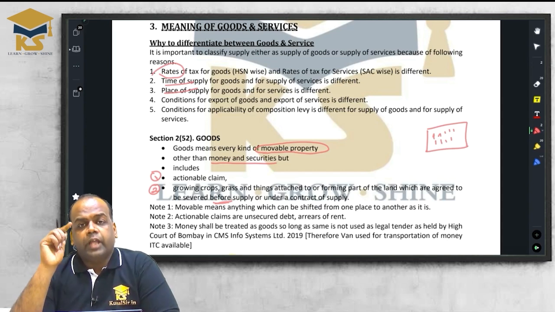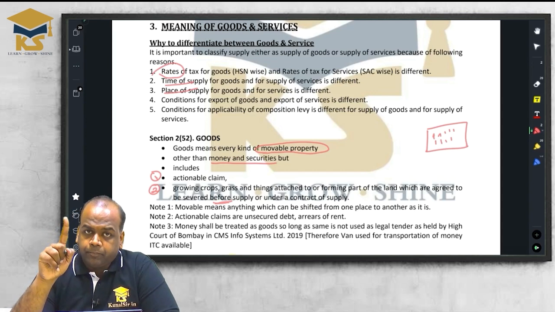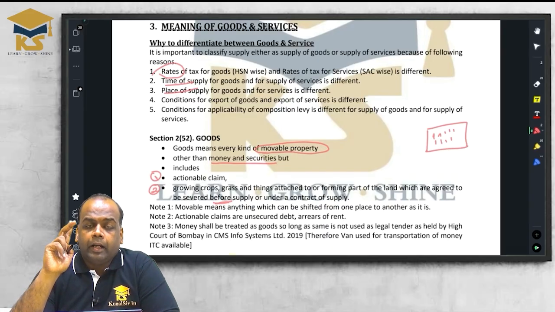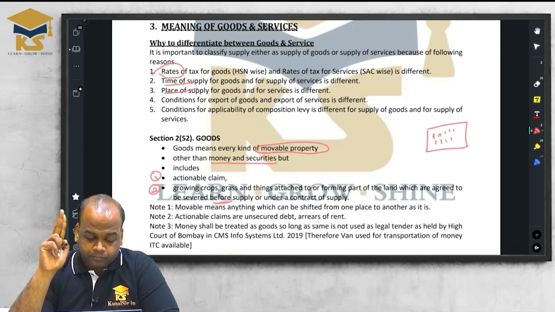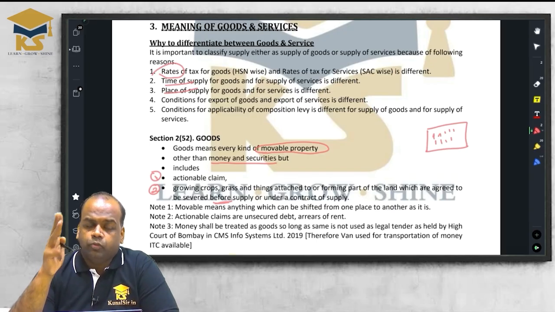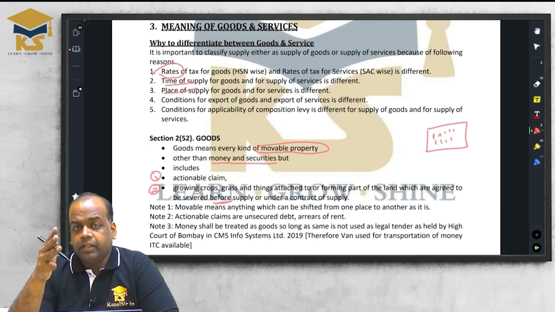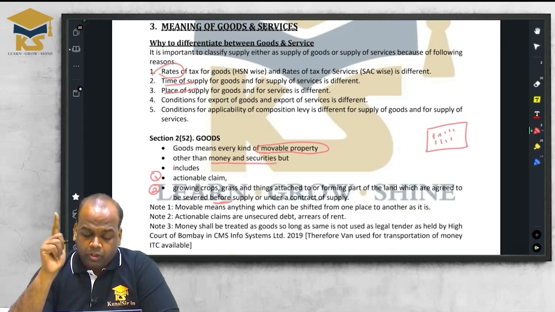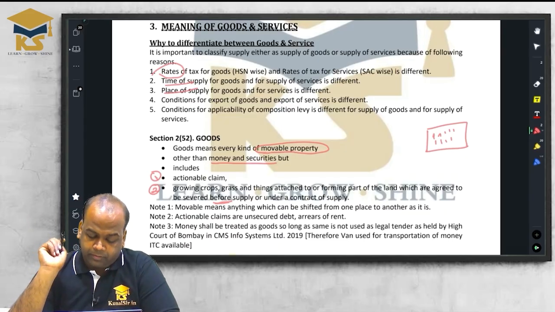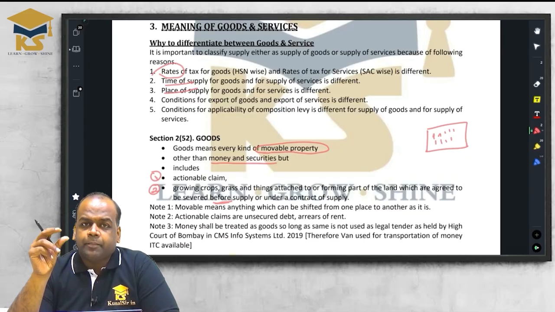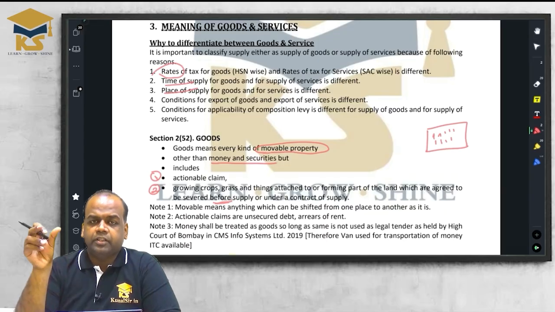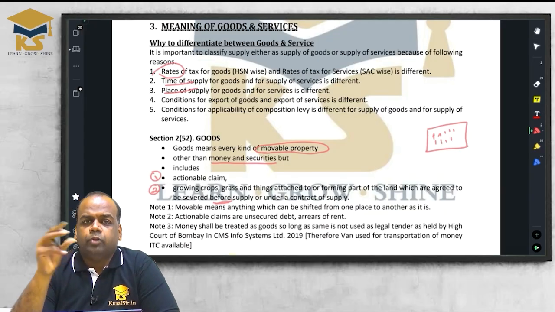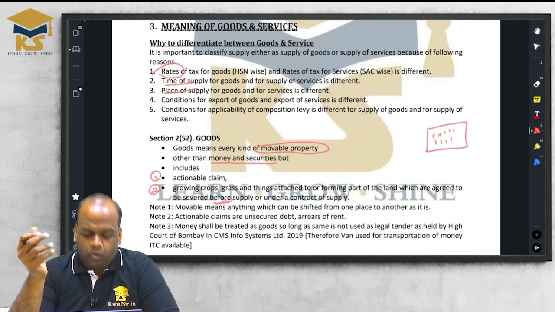So what is goods? Anything which is movable. It includes actionable claims and growing crops which are agreed to be cut before supply, but it excludes money and securities. Clear? Now what is an actionable claim? A complete definition has been given, but just like your book debts or debtors, they are called actionable claims.